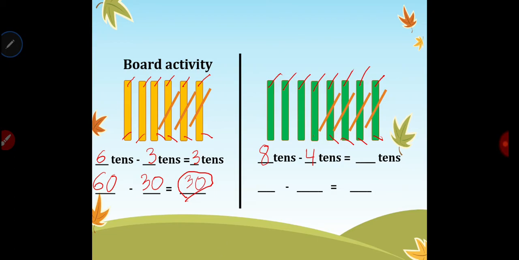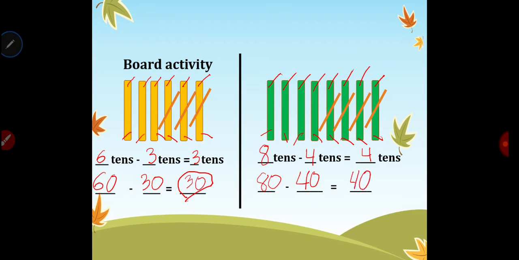Let's count it. 1, 2, 3, 4. Wow, there are 4. When you say 8 tens, it means 80. When you say 4 tens, it means 40. And when you say 4 tens again, it means 40.